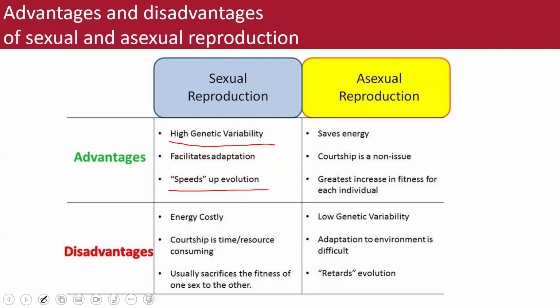Sexual reproduction speeds up evolution. Disadvantages, it's very costly on energy. If you think about it, when a lady gets pregnant, 9 months. How much energy is involved in actually doing that compared to 30 minutes of asexual? And I've got on here, usually sacrifices the fitness of one sex. I've never actually gone through it, but obviously, pregnancy is a pretty tough thing, right?